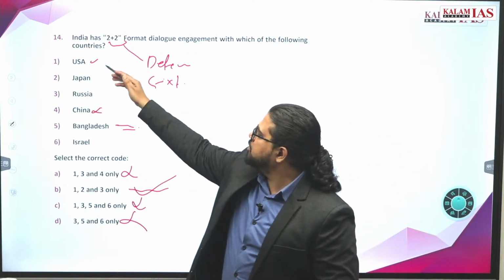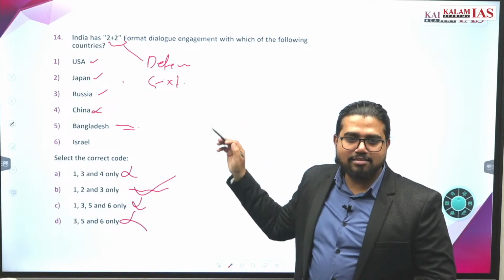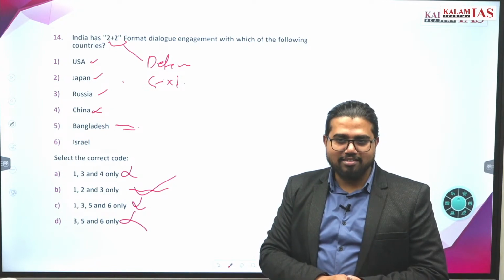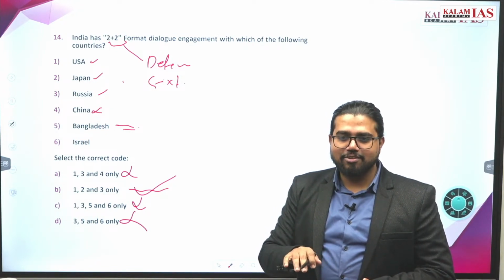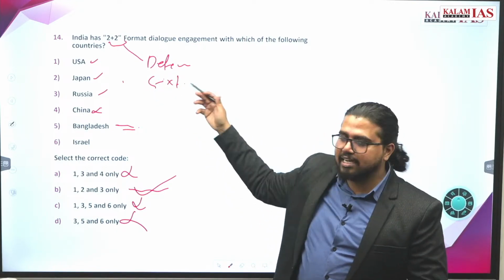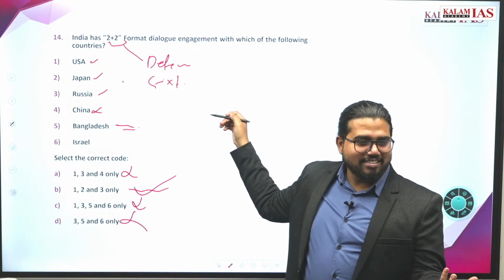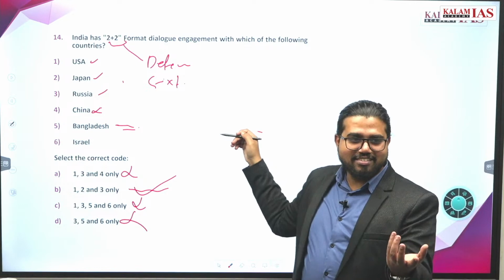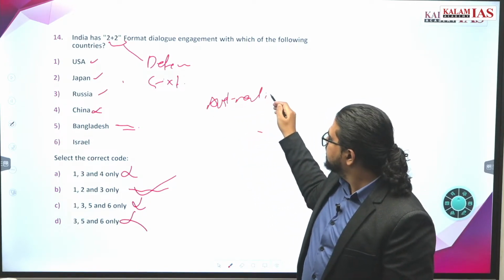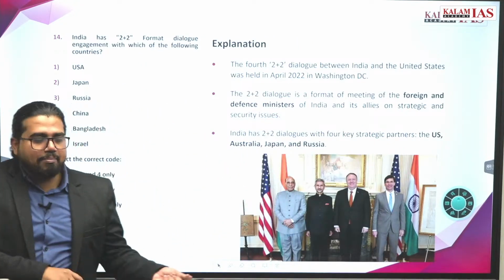So India is having 2 plus 2 with USA, Japan, Russia, and one more country. Which one is that? Australia. Any other option? Four countries right now, India is having 2 plus 2. Three we have here, USA, Japan, Russia, and one more. Guess something. It is Australia itself. Okay. So the recent 2 plus 2 happened with the USA.